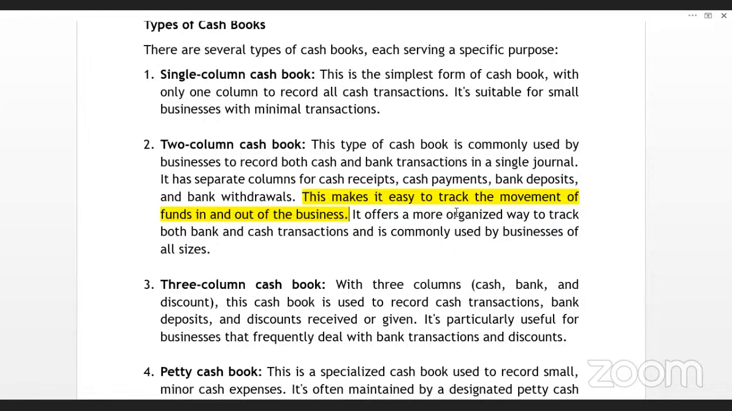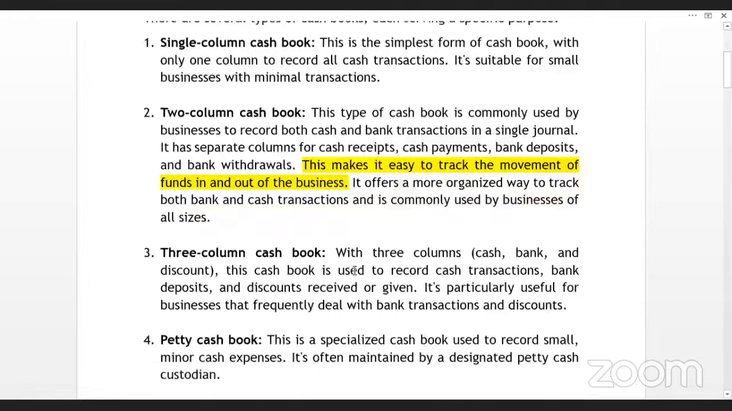What is a petty cash book? It's a book of original entry that records small payments. Good. Thank you for that.